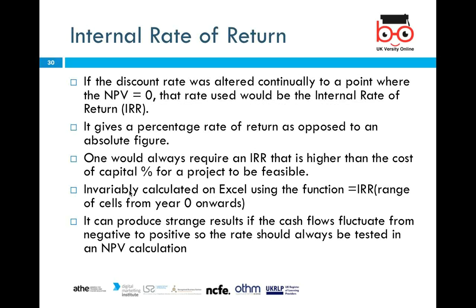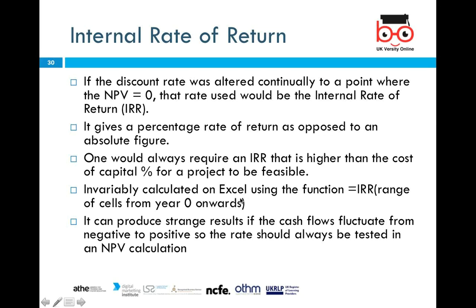Now we will consider another technique which is called internal rate of return. If the discount rate is altered continually to a point where the NPV is zero, that rate is the internal rate of return. When the NPV is equal to zero, that rate is the IRR, and it gives a percentage rate of return as opposed to an absolute figure. So the company would always look for an IRR, internal rate of return, that is higher than the cost of capital percentage for a project to be feasible.